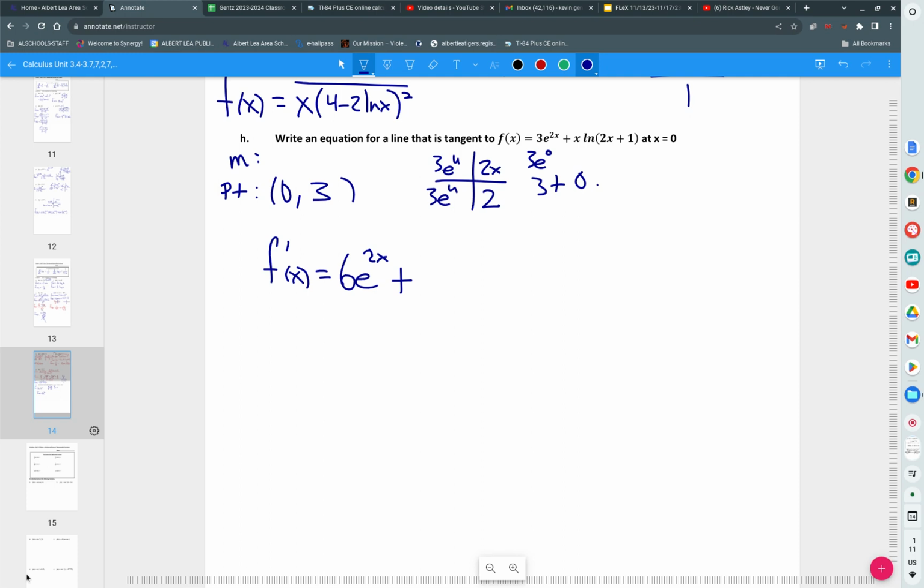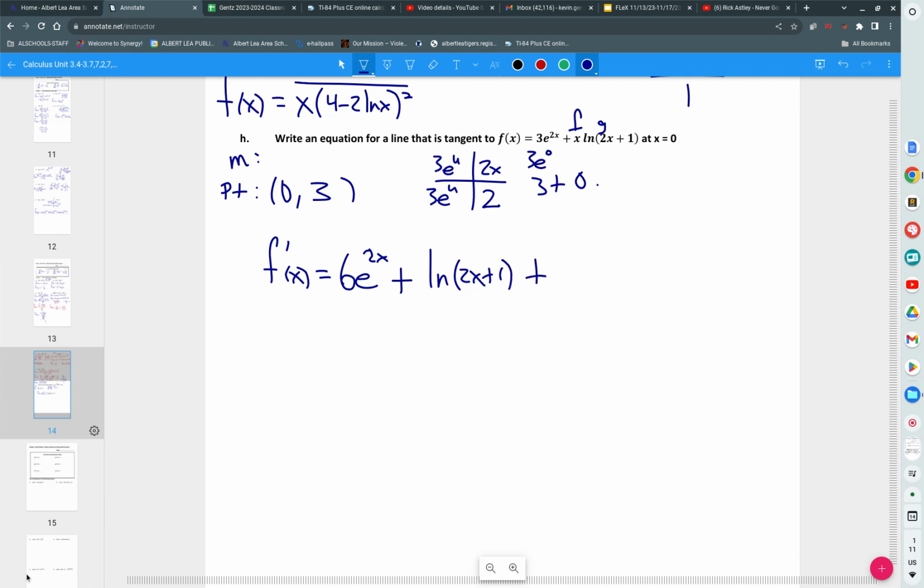Plus, now what do we do? Product rule. Why, Hannah? Or why, Lily? Because there's two x's. Yeah, because it's x times that function. Good. So I'm going to call this f. I'm going to call this g. So the derivative of x is 1. So then we just have the natural log of 2x plus 1.